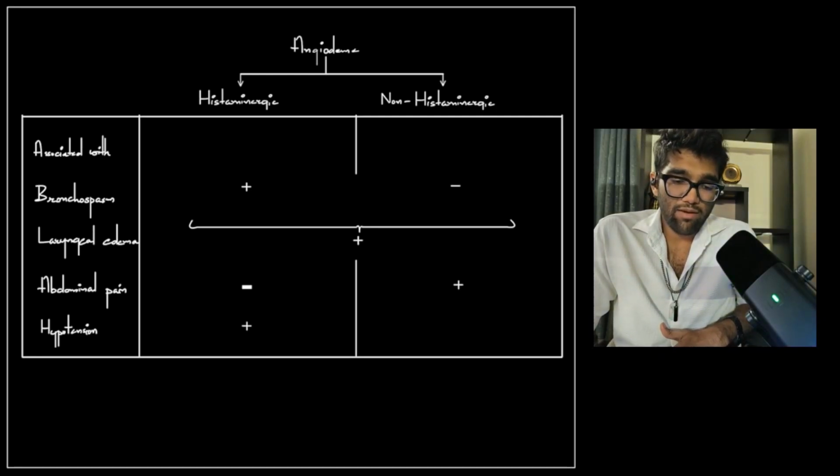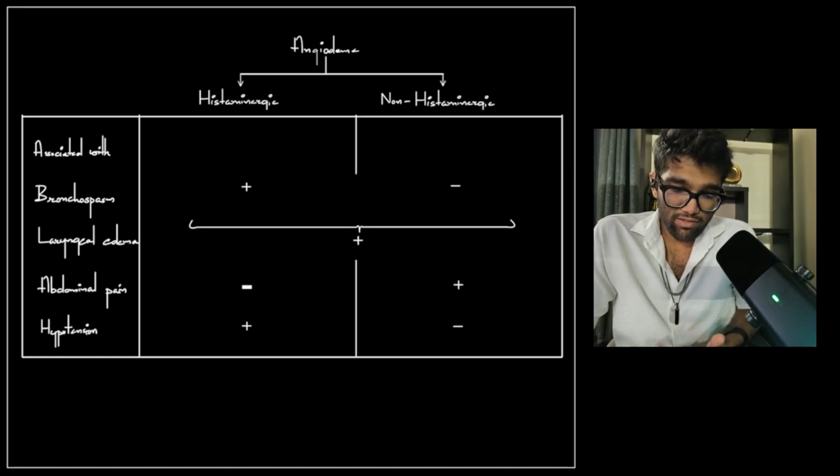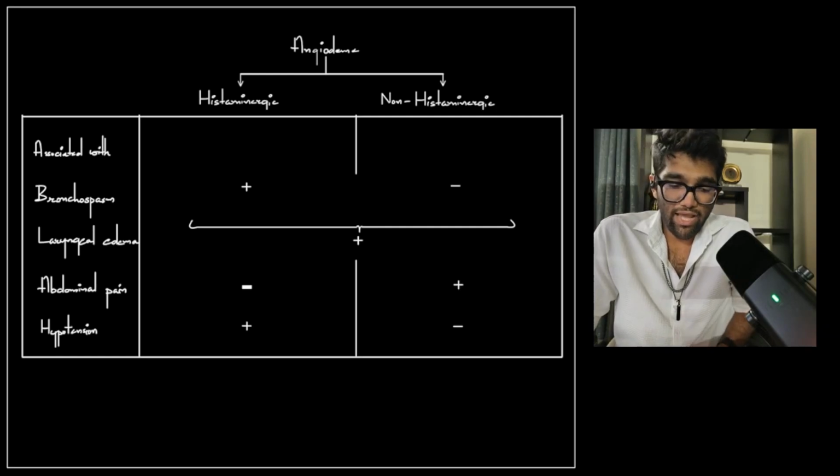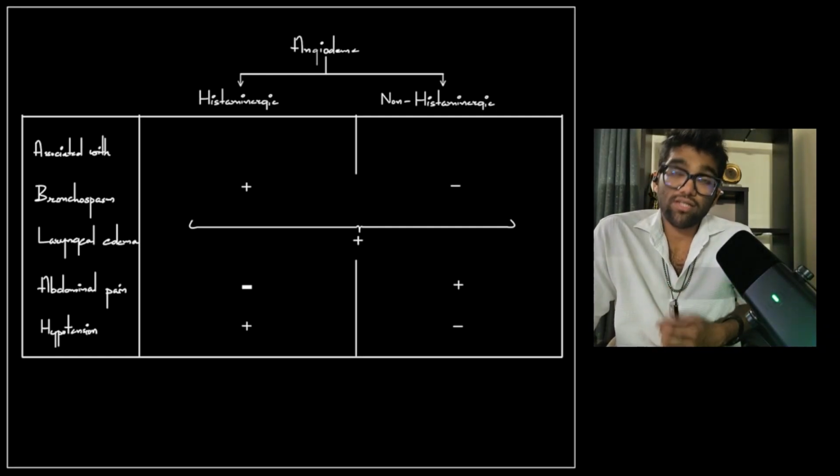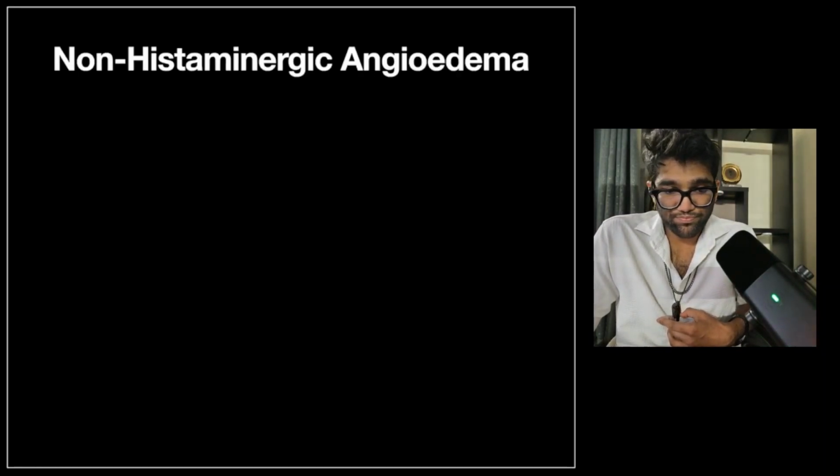Now, hypotension occurs in cases of histaminergic angioedema because it is histamine that causes vasodilation. Non-histaminergic angioedema usually does not have hypotension. So essentially, if you have a patient who has bronchospasm and hypotension, and doesn't have abdominal pain, that means it is mast cell degranulation, and the patient has histaminergic angioedema. If the patient doesn't have bronchospasm or hypotension but has had episodes of abdominal pain in history, then that is non-histaminergic angioedema. Laryngeal edema can occur in both and does not differentiate the two.